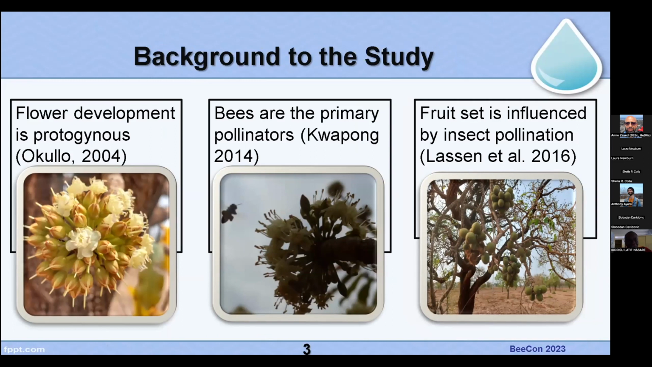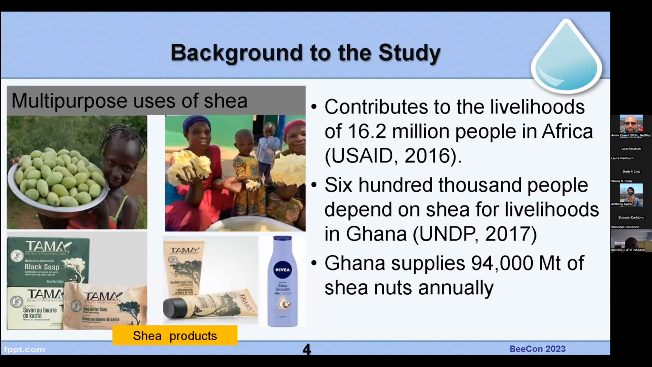As I said, the flowers exhibit a protogynous development, and it's known to be one of the plants that are well adapted to insect pollination. The bees are the primary pollinators of these plants, and fruit sets can be influenced by access to insect pollination services. This tree is very important economically in Africa.